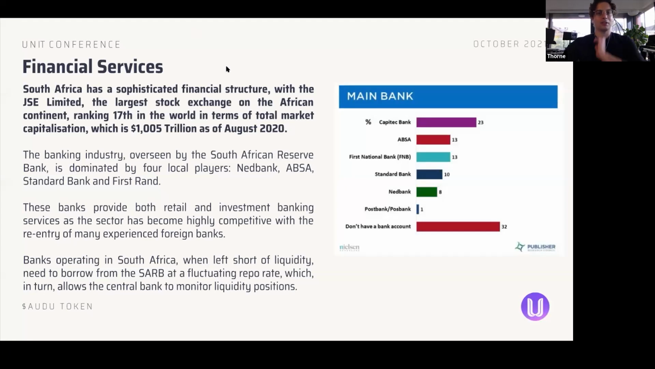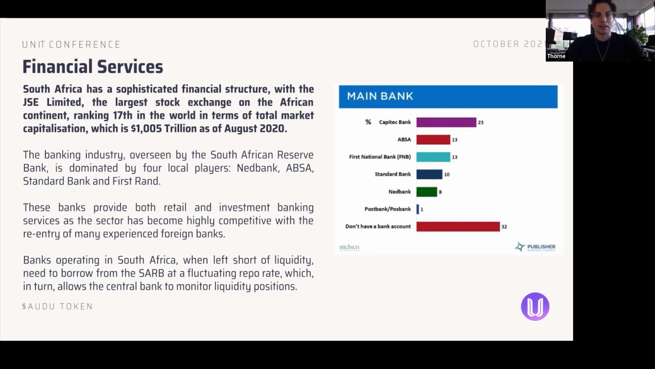So financial services. South Africa has a sophisticated financial structure, with the JSE Limited, the largest stock exchange on the African continent, ranking 17th in the world in terms of global market capitalization, which is about $1 trillion as of August 2020. So the banking industry overseen by the South African Reserve Bank is dominated by 4 local players. That's Nedbank, ABSA, Standard Bank, and First Rand. These banks provide both retail and investment banking services, as the sector has become highly competitive with the re-entry of experienced foreign banks.